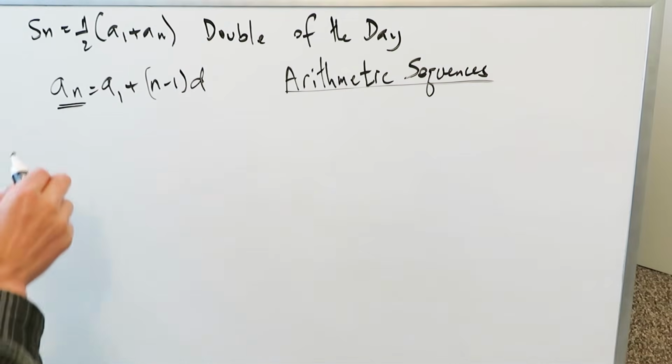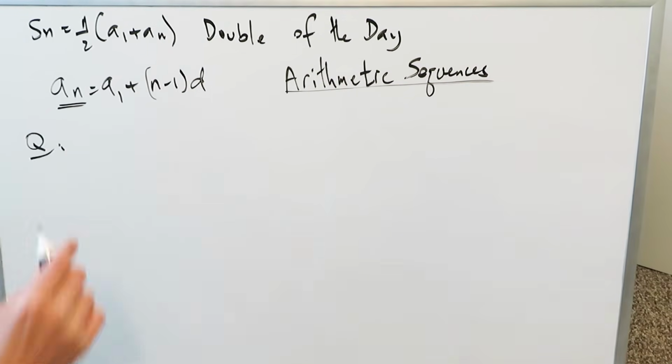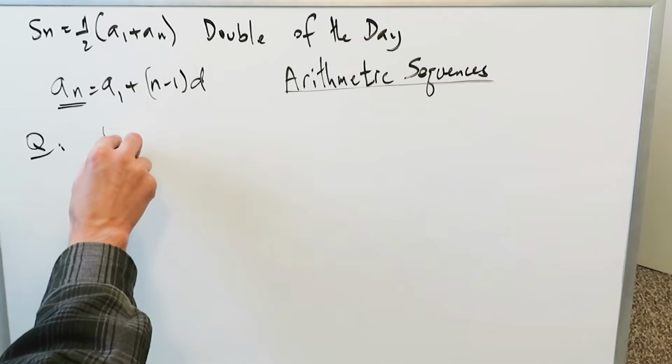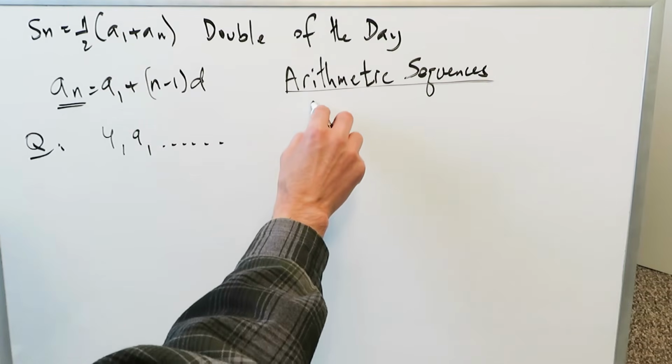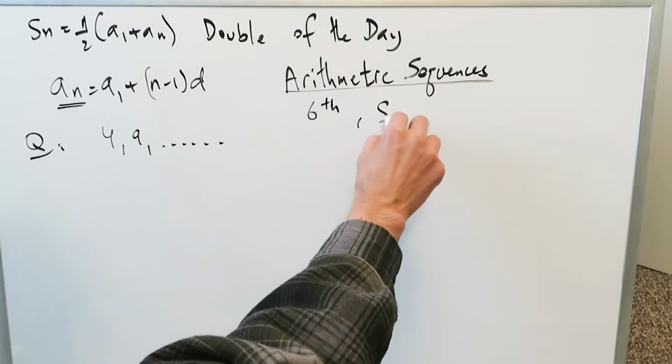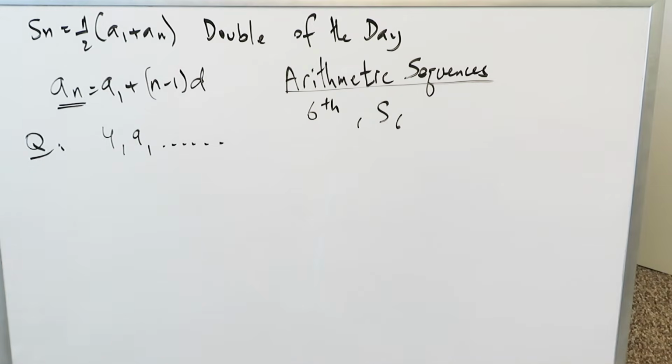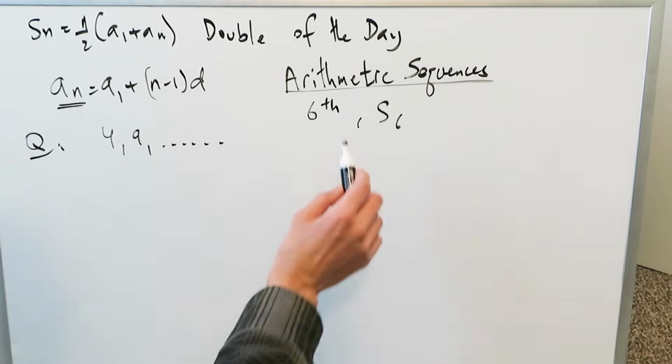In this first question, I'll purposely pick an easy one because I want to test it out and make sure you are confident that these formulas are good. If our sequence is 4, 9, and so on, we have to find the sixth term and the sum of those six terms. It's not too difficult over here.